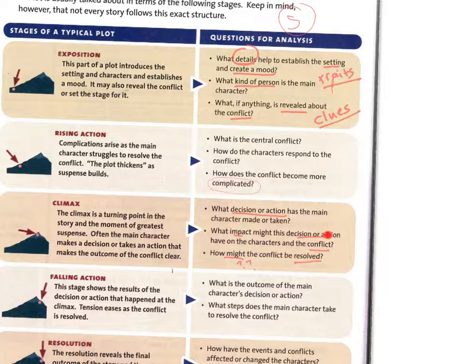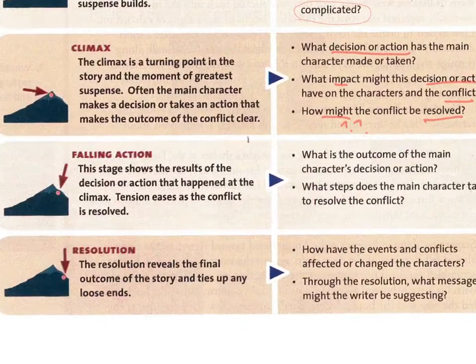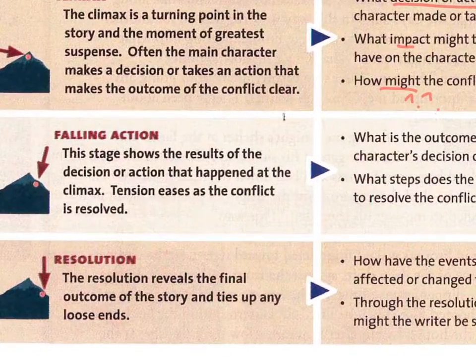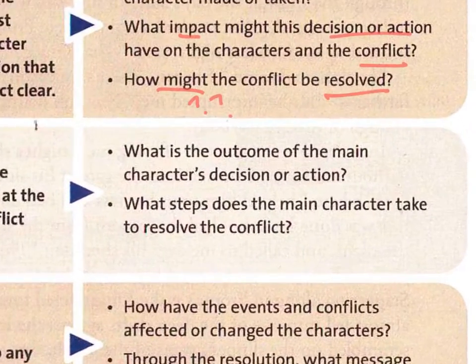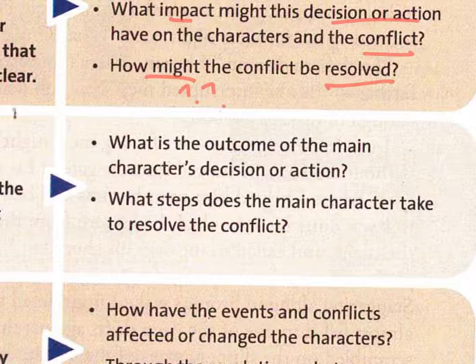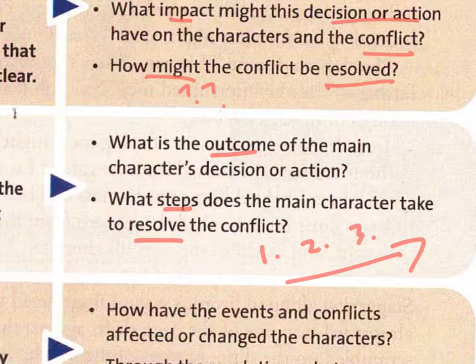All this good stuff. Now, during the falling action, this stage shows the results of this decision, right? So you ask yourself, what is the result? What is the outcome of the main character's decision or action? What is the outcome? And what steps does the main character take to resolve the conflict? So what does the main character do to resolve the conflict?